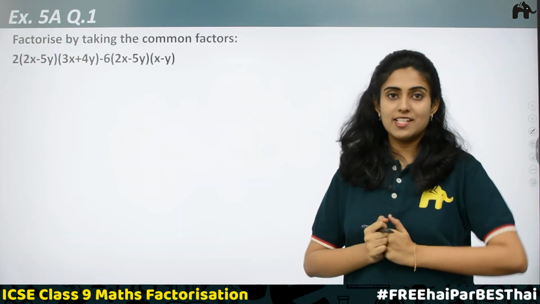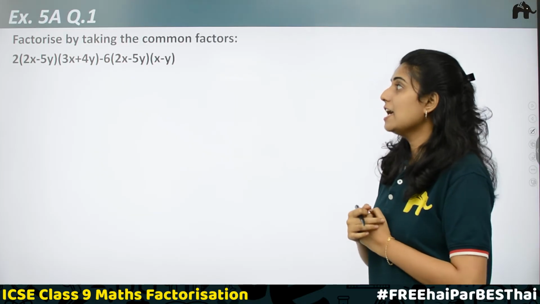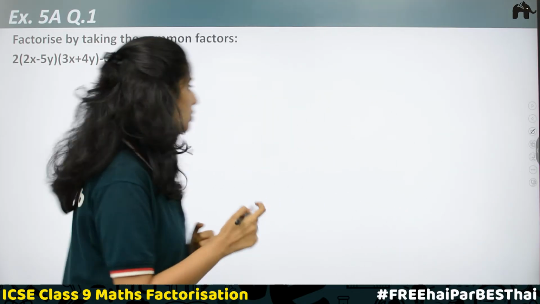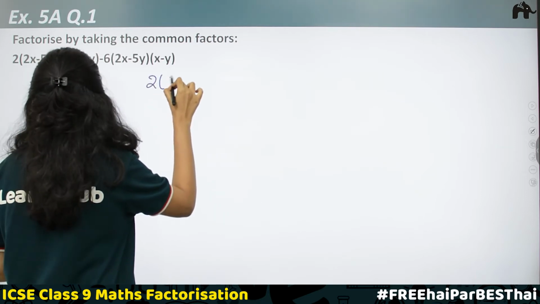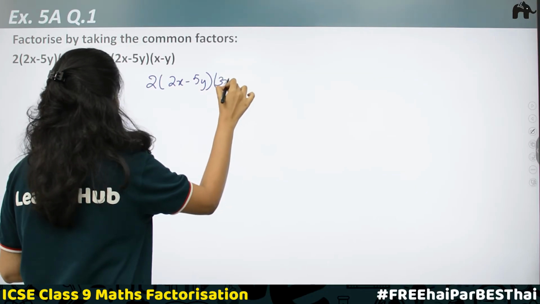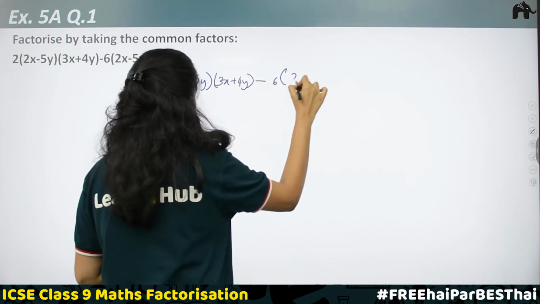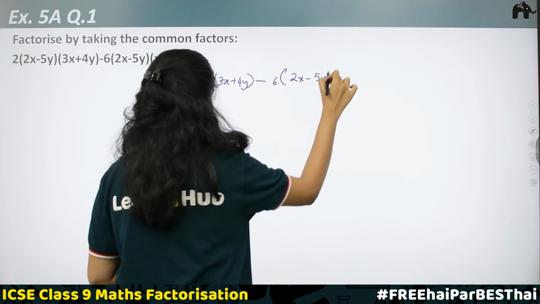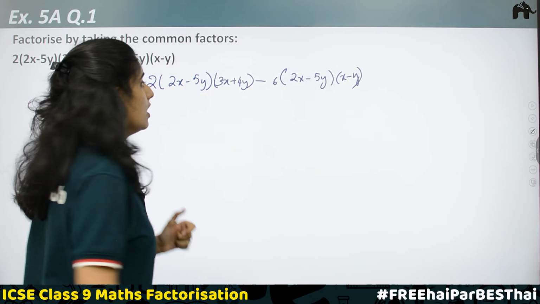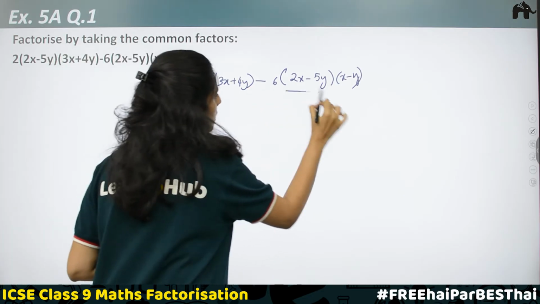Clear? Now let us solve questions from exercise 5A. Question 1 of exercise 5A. Factorize by taking the common factors. So here we are given 2x minus 5y into 3x plus 4y minus 6 into 2x minus 5y into x minus y. Okay, so here you can see 2x minus 5y is common in both these terms.